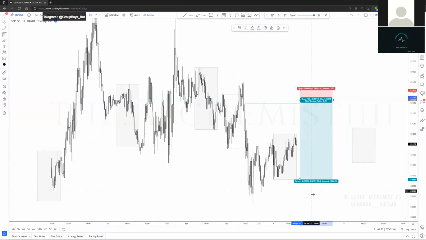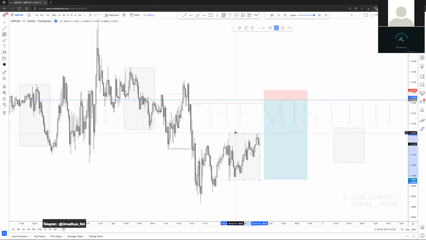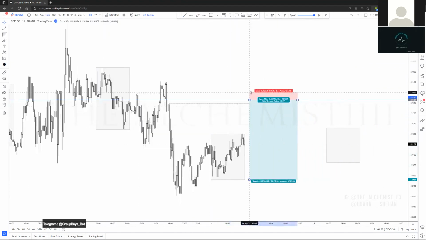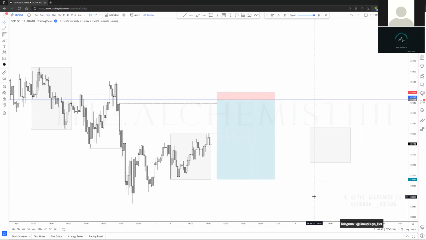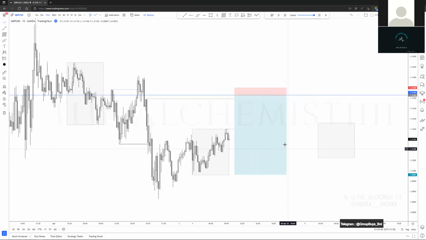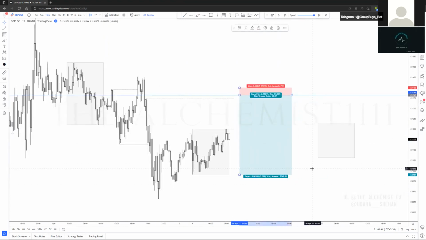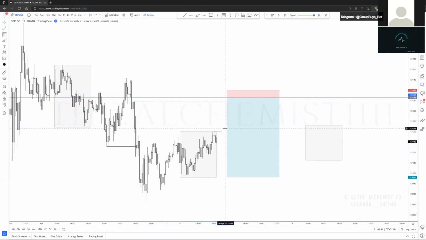Okay, but normally what I would do is, once the higher time frame zone is here, I'll just do something like this, an imaginary stop loss. This is what I would do. Then let's see. We're expecting price to get here by the London kill zone like this.